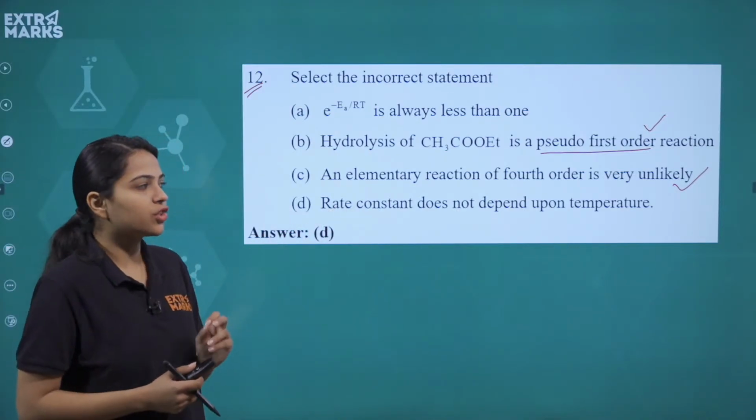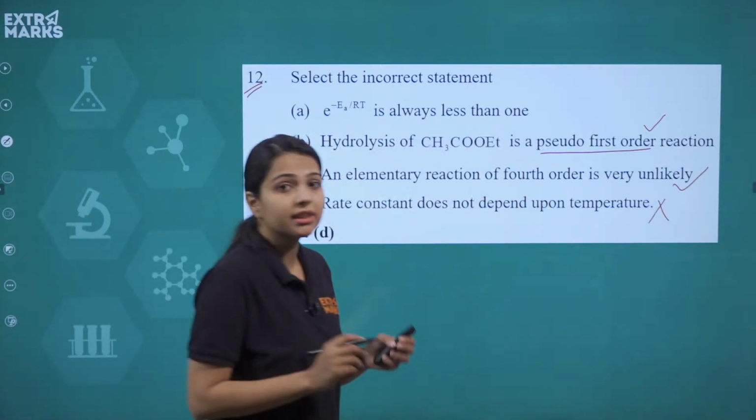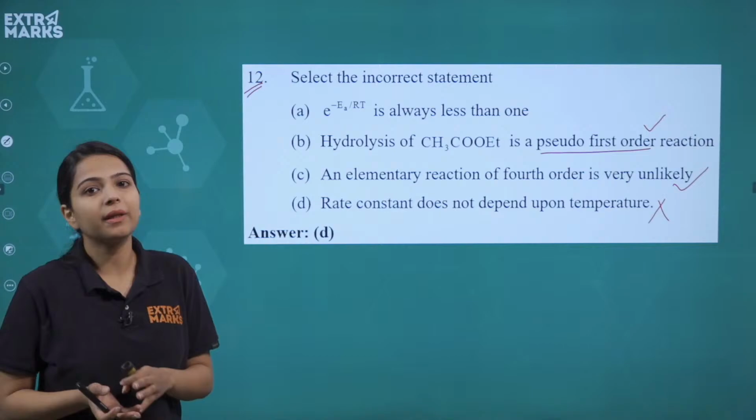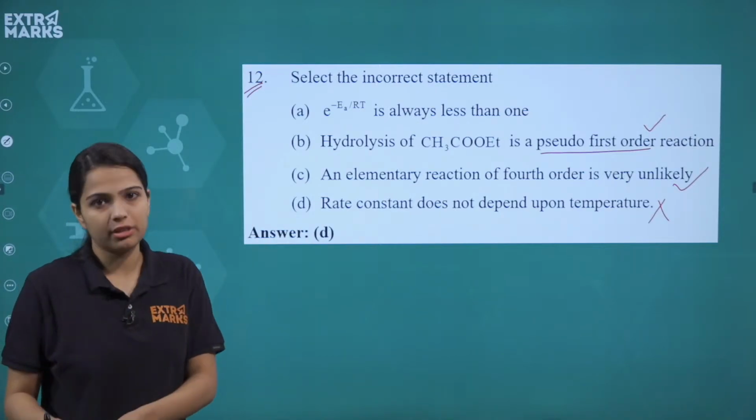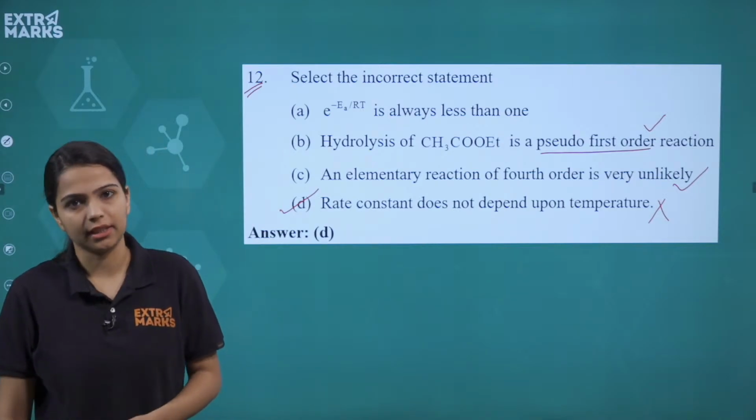Rate constant does not depend upon temperature. Now this statement is totally wrong, because rate constant is actually a factor of temperature only. Rate constant depends on temperature solely. So answer is option D here. This is the incorrect statement.